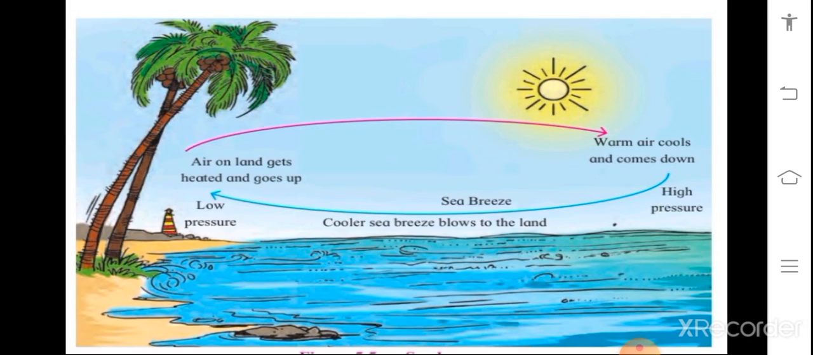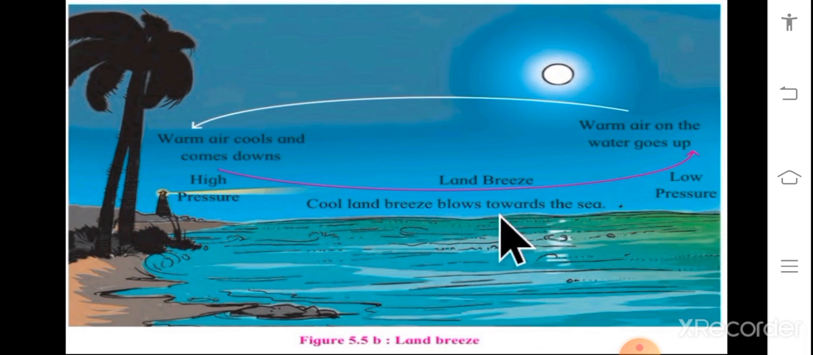Now we'll see the next diagram, which is on page 25, figure 5.5b. Now this is land breeze. Now exactly whatever we have seen, at night it happens exactly the opposite way. Now during the night time, what is the condition over here? Here you can see low pressure is written, and here it is written high pressure.